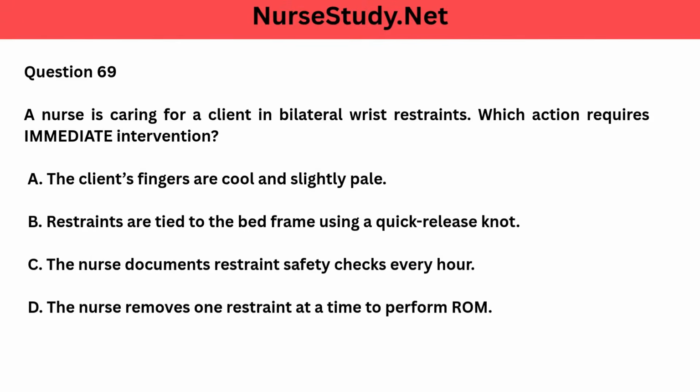Question 69. A nurse is caring for a client in bilateral wrist restraints. Which action requires immediate intervention? A. The client's fingers are cool and slightly pale. B. Restraints are tied to the bed frame using a quick release knot. C. The nurse documents restraint safety checks every hour. D. The nurse removes one restraint at a time to perform ROM.